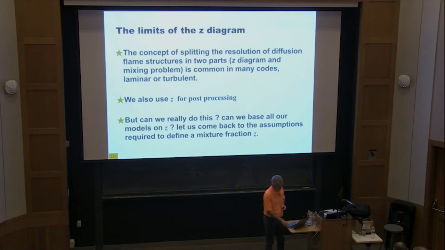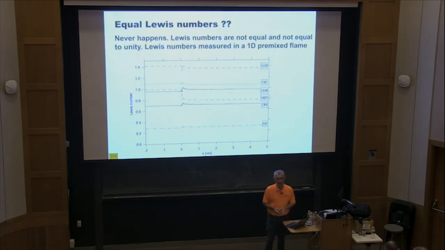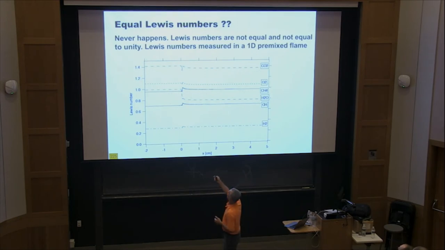I just want to mention that this Z-diagram is a very useful notion. We need to know it, but there are limits to that. The first one is that we said that all the Lewis numbers were equal. I've shown you that yesterday. The Lewis numbers are not equal. Okay? They are constant, but they are not equal. So it is a difficulty.